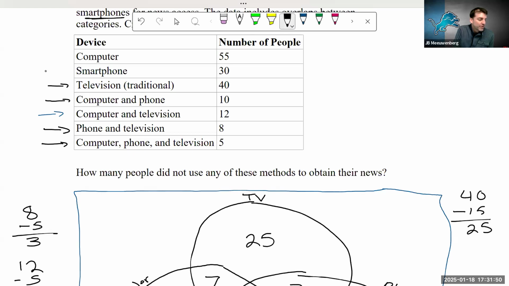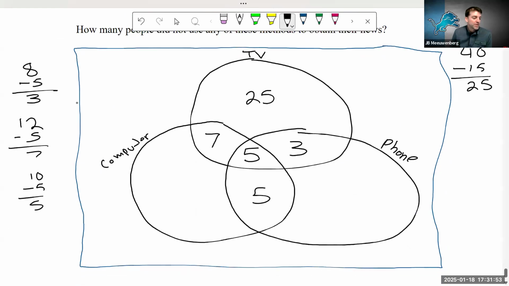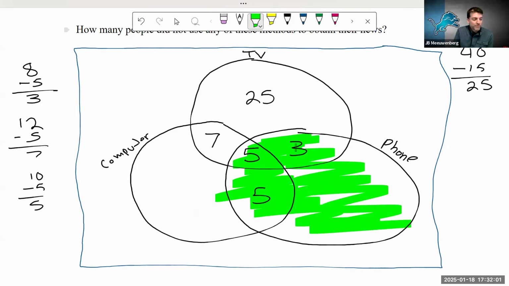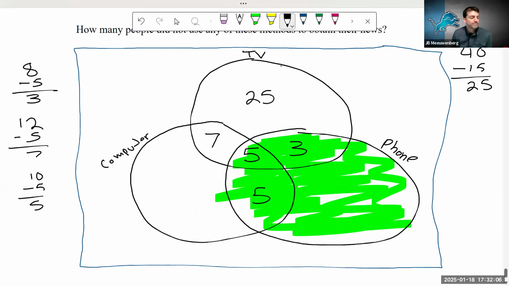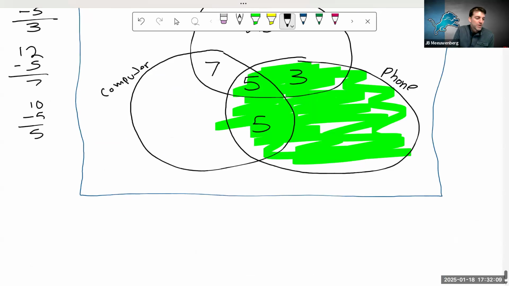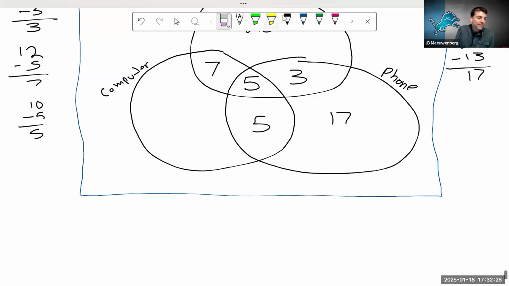Let's look up in our table one more time. How many use the smartphone? 30. So our smartphone region is down in the bottom right. Again, I think highlighting it is helpful. So here's our smartphone region. I already forgot the number. What was the number? 30. So we've got 30 people in the phone region. We've already accounted for 5, 5, and 3, which is 13. So if we subtract 13, that leaves us with 17 people who were only phone, right? 17 people were only phone, no other method.